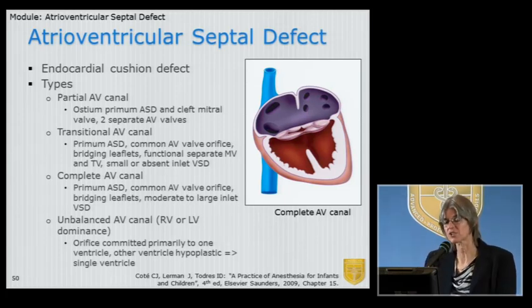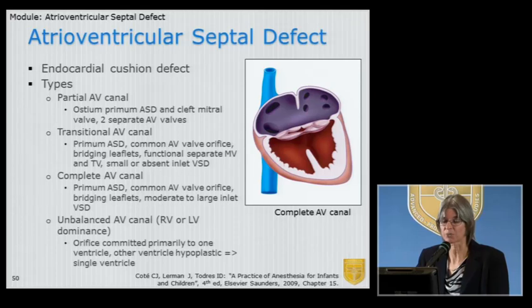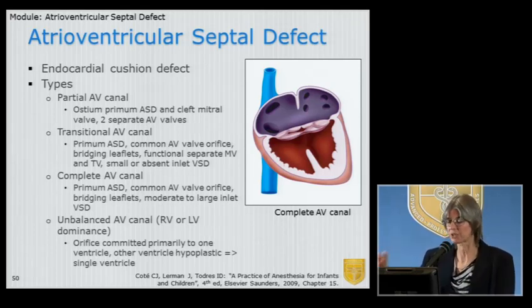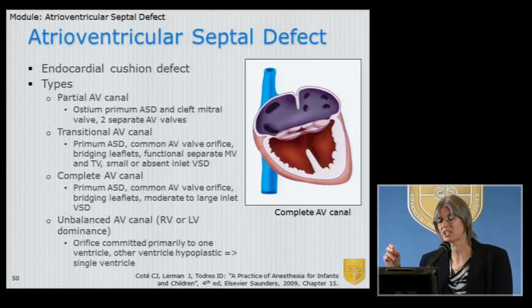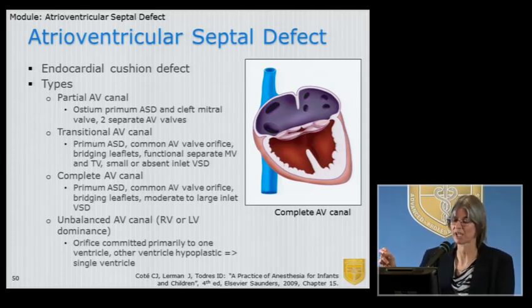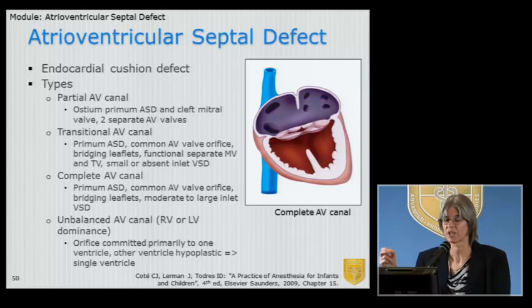We talk about a transitional AV canal if you have a primum ASD and one common big valve orifice with bridging leaflets, but functionally you can actually see there's a separate mitral valve and a tricuspid valve, and you only have a very, very small inlet VSD. The complete AV canal is defined: you have a big primum ASD, there's one common AV valve orifice where you can't define what is what, and you have a large or moderate VSD.